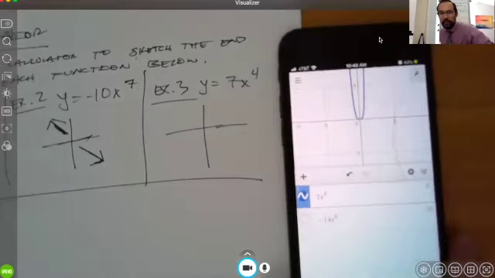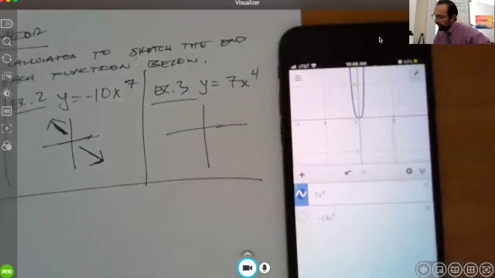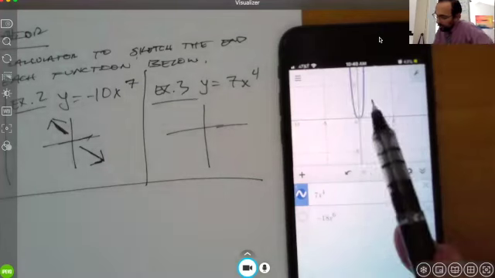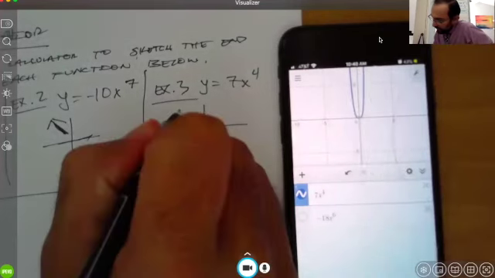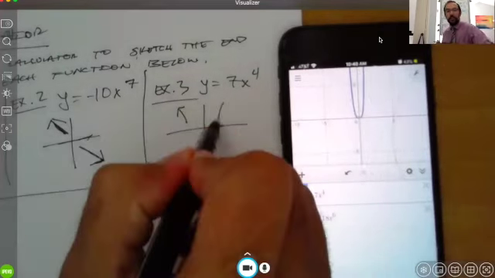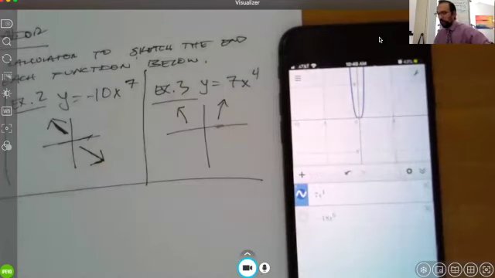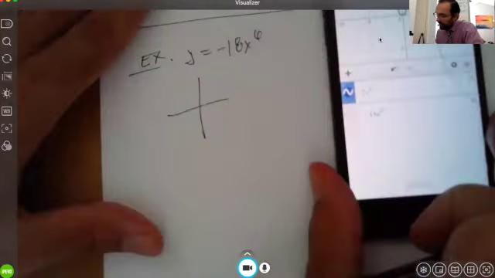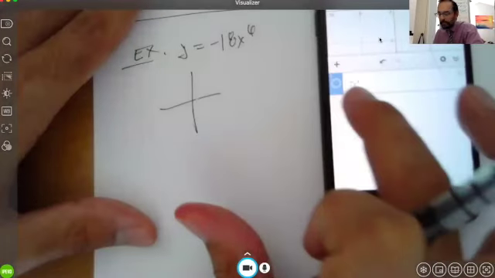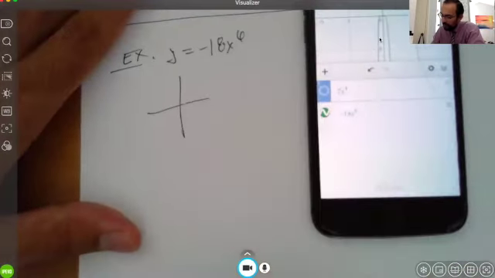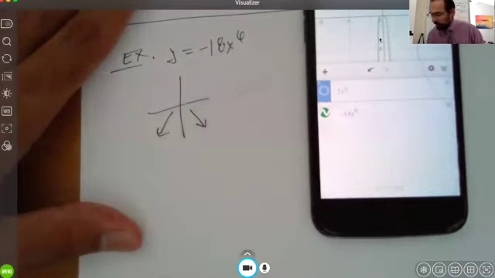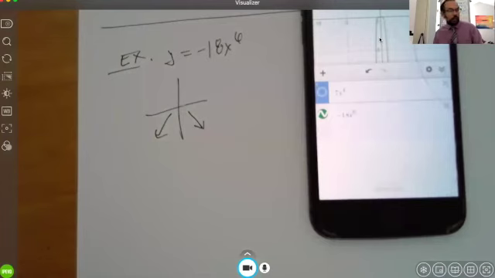All right, so I've gotten ahead of this one. I plugged in y equals 7x to the 4th, and I noticed kind of a U shape, like a parabola, where it goes up on the left, and it also goes up on the right. Again, that didn't have to be as steep as we need it to be. And then finally, let's go to the last example. I'm going to do negative 18x to the 6th, and I notice that it goes down on the left and down on the right. So those are my end behaviors for those 4 examples.